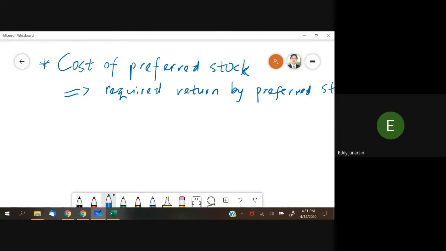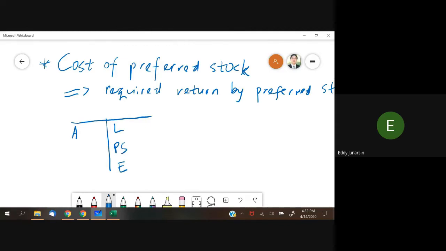So what are the main differences? The most obvious difference would be in terms of dividend payment, or the provision of reward, right? So let me draw this again. We have liabilities and common equity, right? But we have mezzanine here, for example, preferred stock.